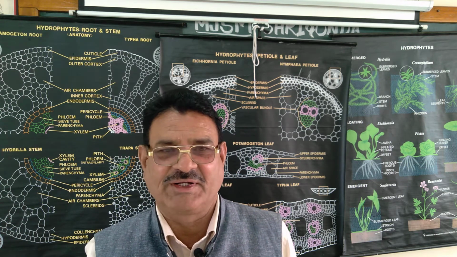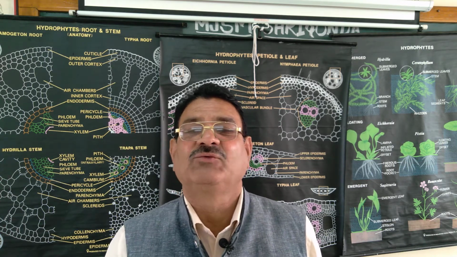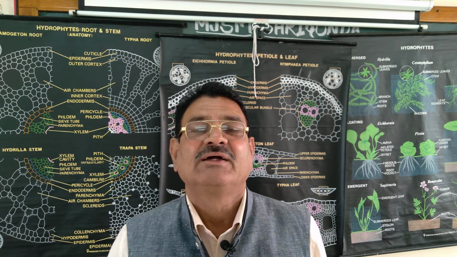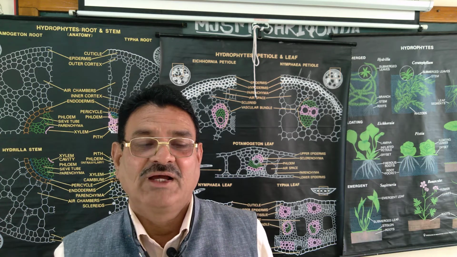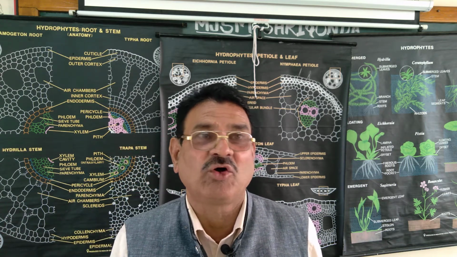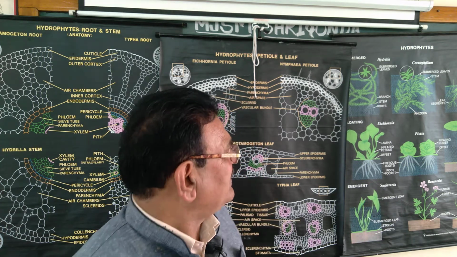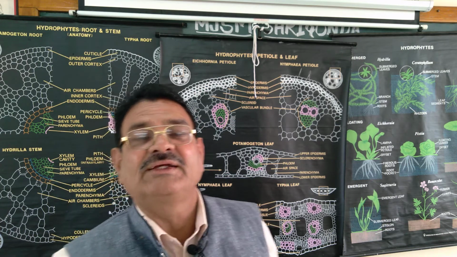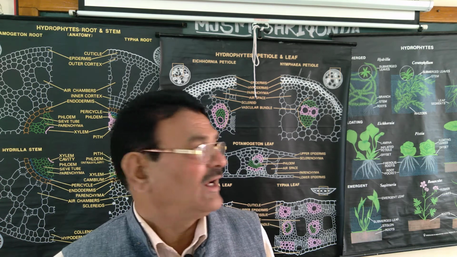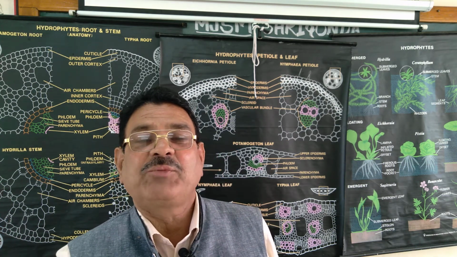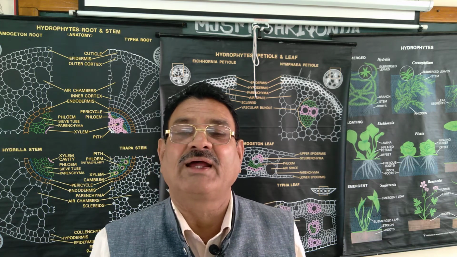Then the classification of hydrophytes. Hydrophytes are subdivided into 4 subgroups on the basis of how they are found in water. They are free floating hydrophytes, rooted hydrophytes, submerged floating hydrophytes and marginal or amphibious hydrophytes. These are 4 types of hydrophytes on the basis of requirement of water. The first type, free floating hydrophytes, for example Azolla, Eichhornia and Pistia. Free floating hydrophytes float freely on the surface of water. They remain in contact with water and air only.